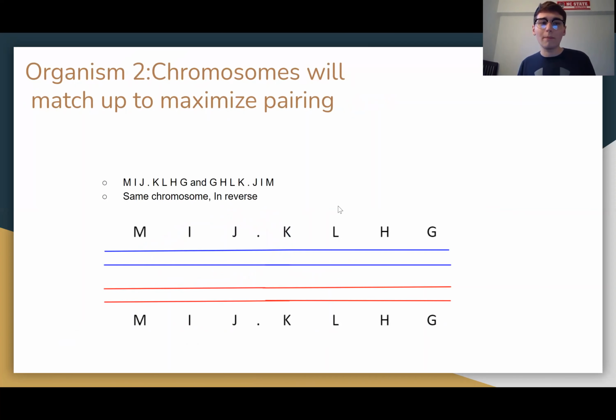So chromosomes will match up to maximize their pairing. So once again, we're going to have another sequence, M, I, J, centromere, K, L, H, and G, and basically the exact chromosome, but reversed. So when these chromosomes line up, one is going to have to flip around, which I already did here, so they match up perfectly, no loops needed.